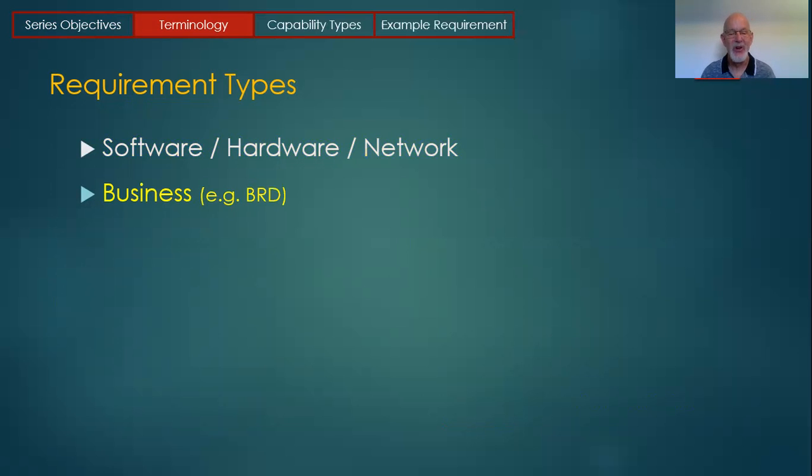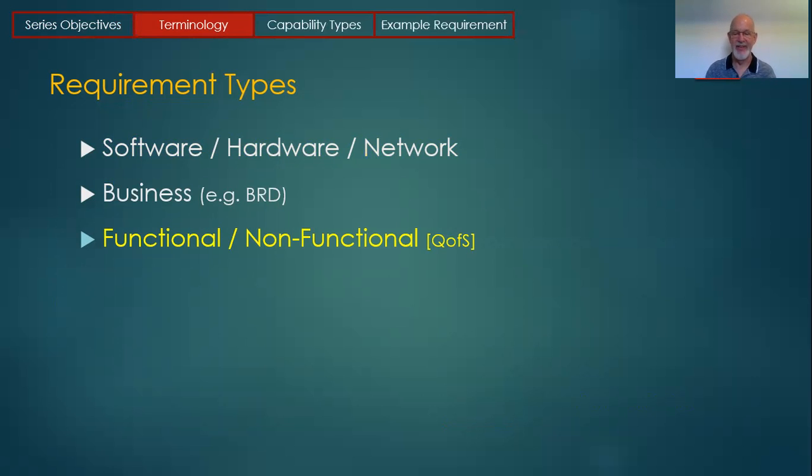Then we hear the term business requirement as just a general term, and most of us have seen a document called a BRD, a business requirements document. And what's in that document is presumably requirements from the business. But again, we have a leveling problem. So the general term business requirement can have a general meaning. We'll try to be more specific.